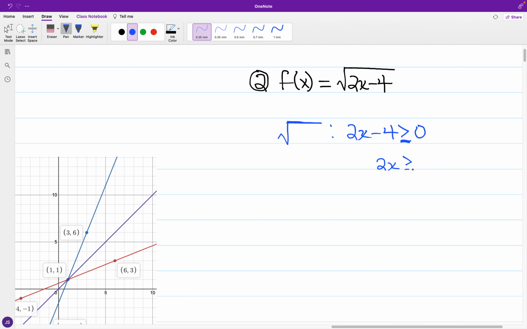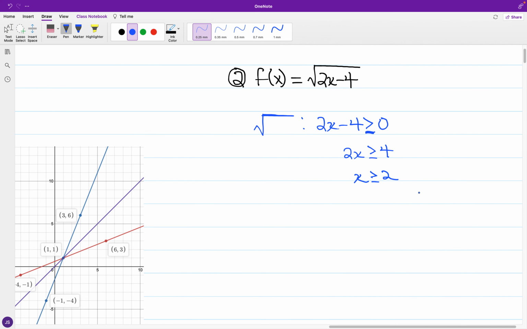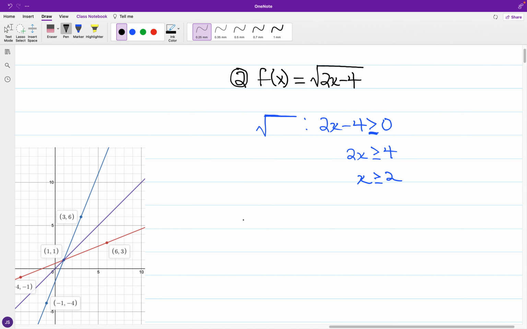Okay, we're going to have 2x greater than or equal to 4, and so in x, for that containment, we have the set of all values of x such that x is greater than or equal to 2. So we can go ahead and say that for the domain of f of x.